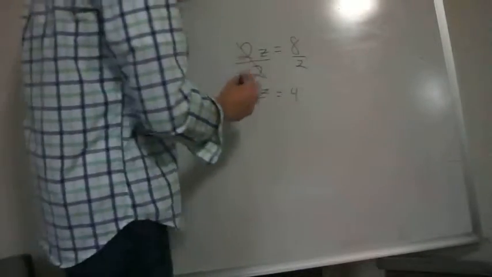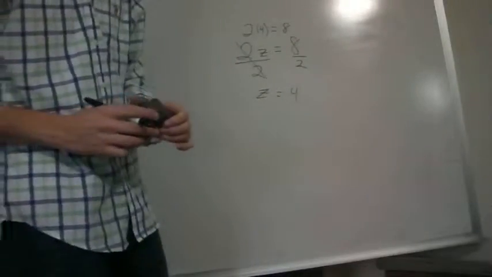I can check that with my original problem, which was 2z equals 8. I'm going to replace z with my answer, 4. 2 times 4 does equal 8, so I did that correctly.